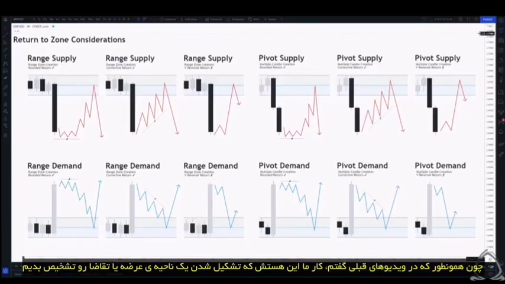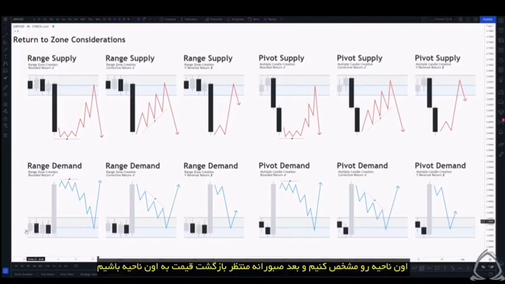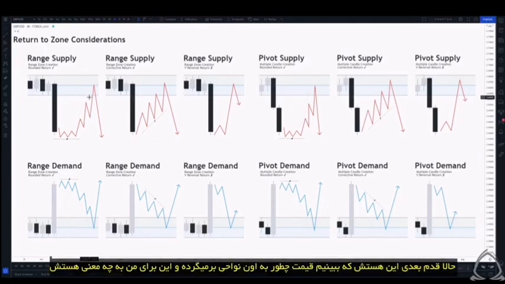Because as I stated in the previous videos, our job is to identify a supply or demand zone being created, map out that zone, and then patiently wait for price to return to that zone. Now the next step is seeing how does price actually return to that zone and what does that mean to me?